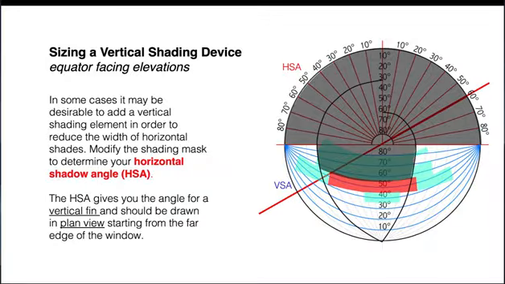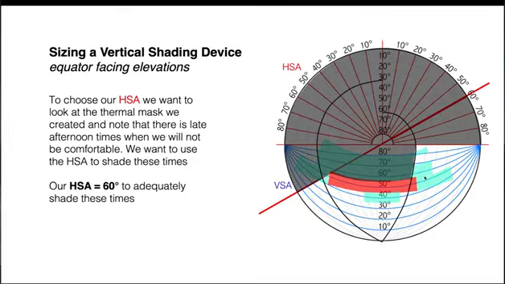So I've chosen an HSA of 60 degrees because I want to block some of this afternoon sun when the ground is heated up and generally people will be a little bit warmer. So I'm choosing this 60 degrees because it blocks just a little portion here, and it's going to block this right here, these times. So when I do that and I shade it, it's going to shade in these times.